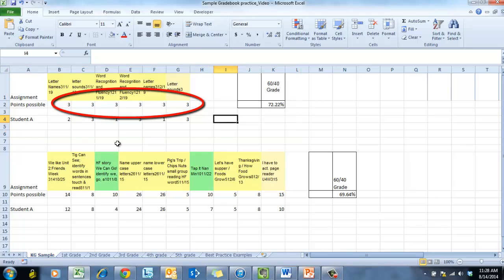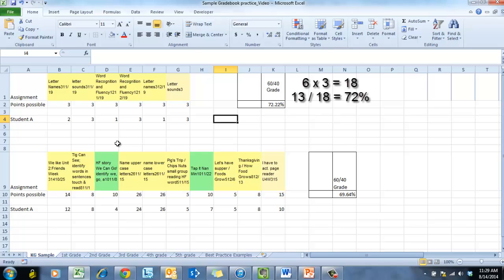Every assignment is formative, so there is no actual 60-40 weighting. Without any summative assignments, the gradebook will tally the number of points possible during this 9 weeks. 6 assignments times 3 points each means a total of 18 points is possible. This particular student earned 13 of the 18 possible points, which resulted in a 72%.